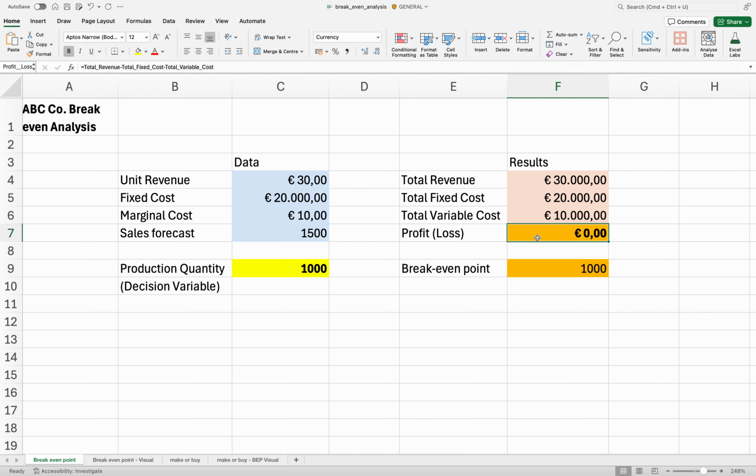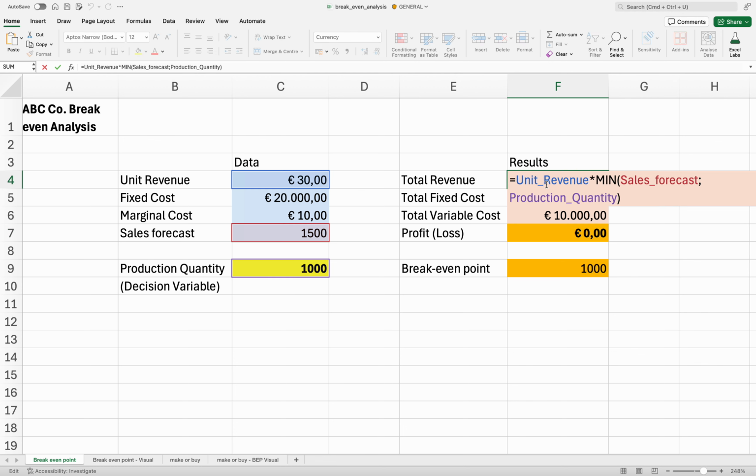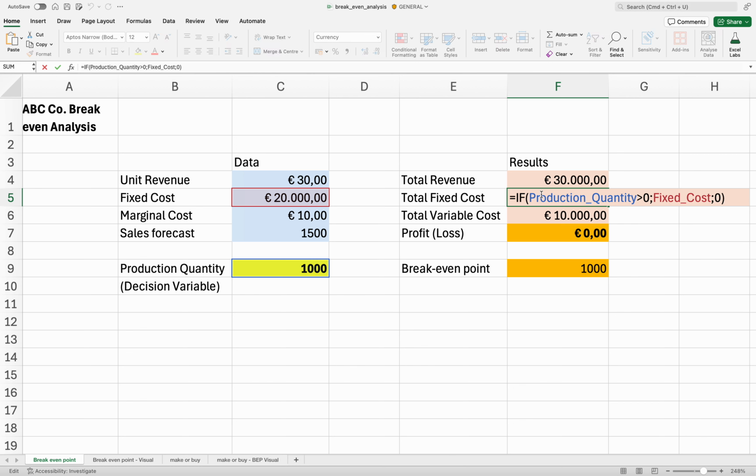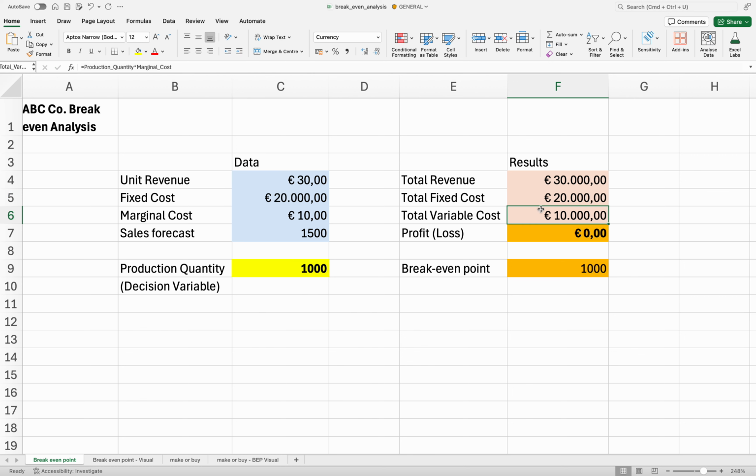To find the objective function, we must calculate few fields. The first field is the total revenue, which we get by multiplying the per unit revenue with the production quantity, which is either the minimum of sales forecast and the quantity we decide to produce. The second variable in the equation is the fixed cost. Fixed cost is applied if the production quantity variable is greater than 1. At last, we have the marginal cost or the total variable cost, which is multiplied by the total number of pieces we sell.